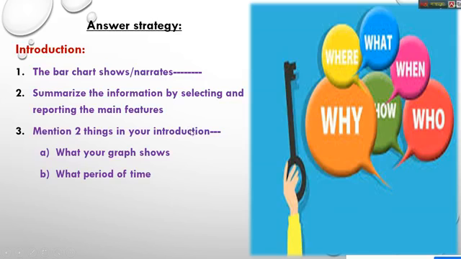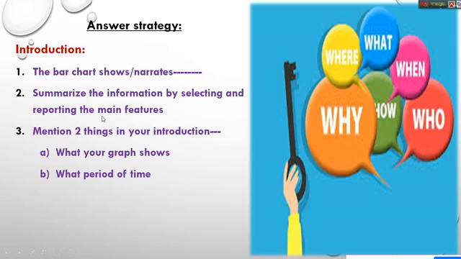All right. Answer strategy. How you will answer. How you will develop the paragraph. First, you see the introduction part, and you can have a good start with this sentence, like this: The bar chart shows. You will be given a bar chart, and you will just start with the very sentence, that is, the bar chart shows or narrates, blah blah blah, right?